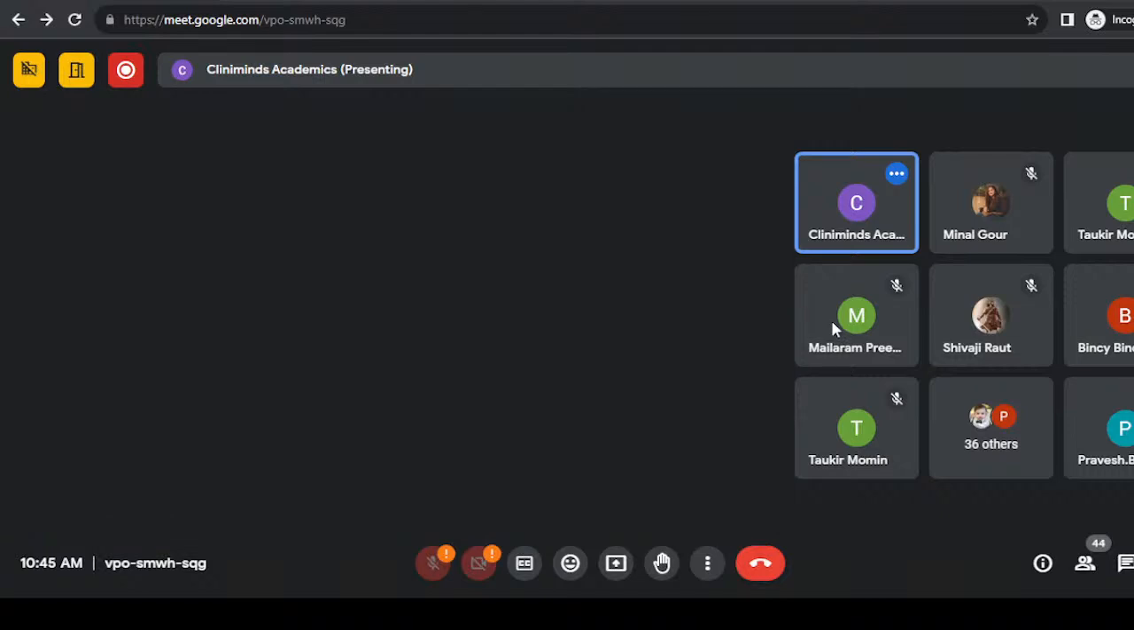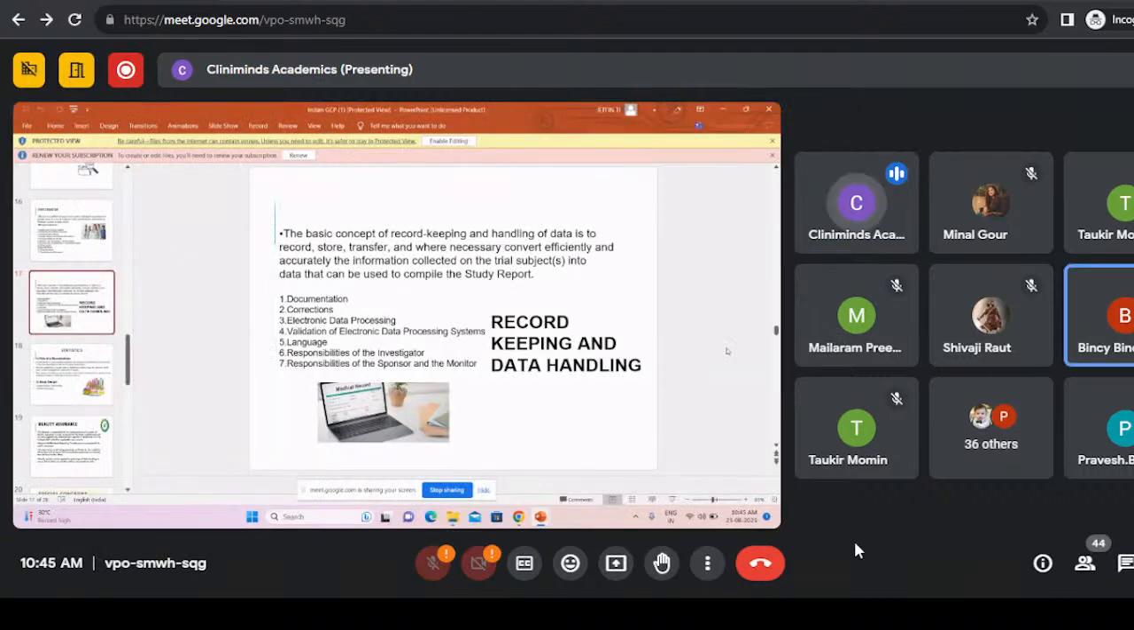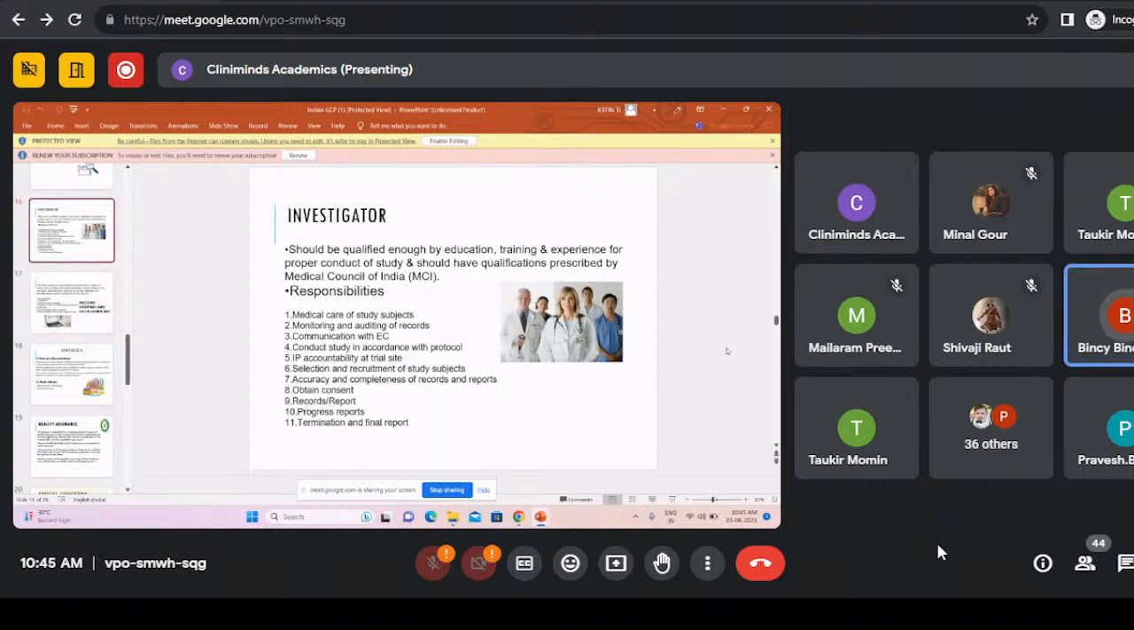Provide medical care to the subjects. Yes, absolutely. They have to provide proper medical care to the trial subject, and also monitoring and auditing of the records. They have to give permission to do the monitoring and auditing of the study records.